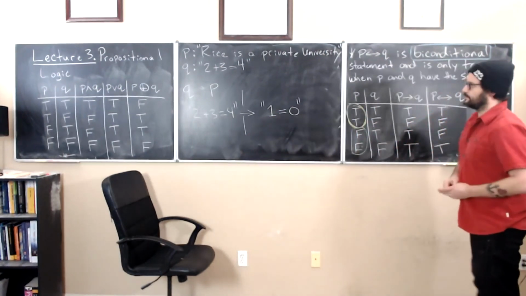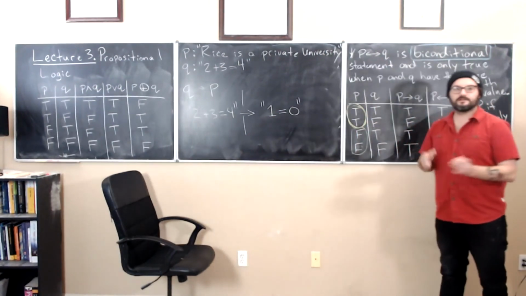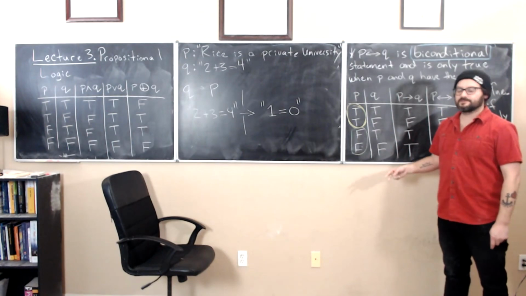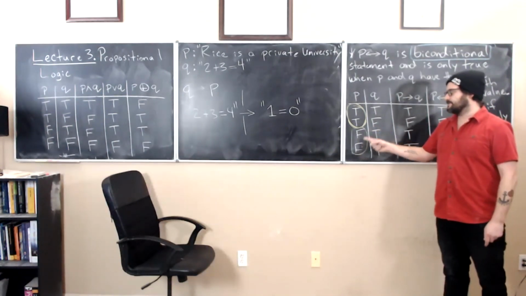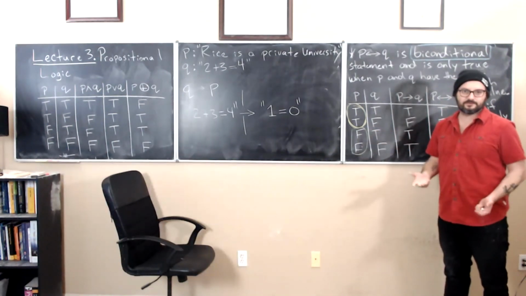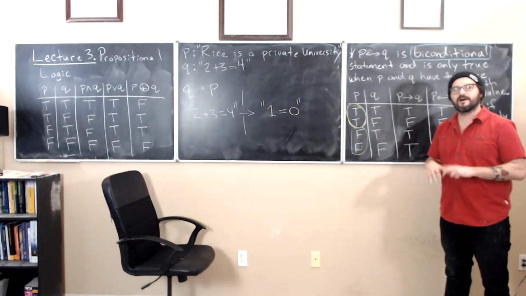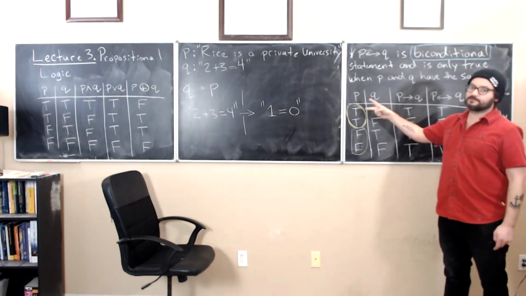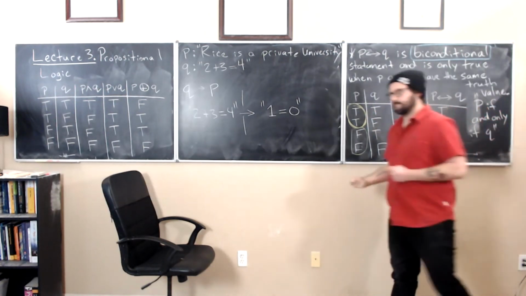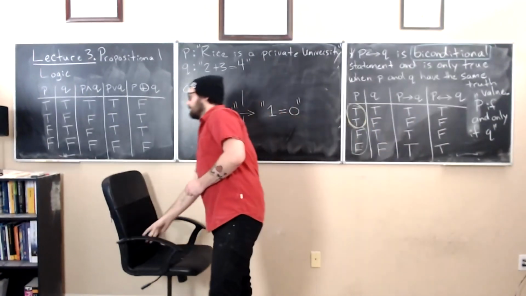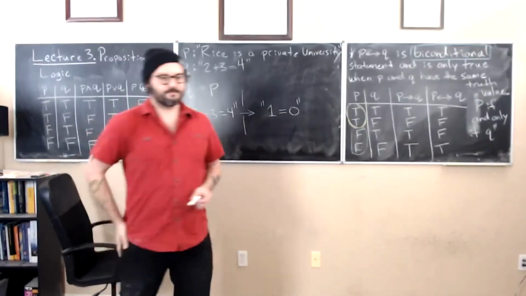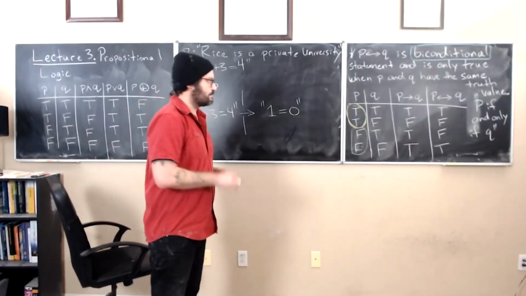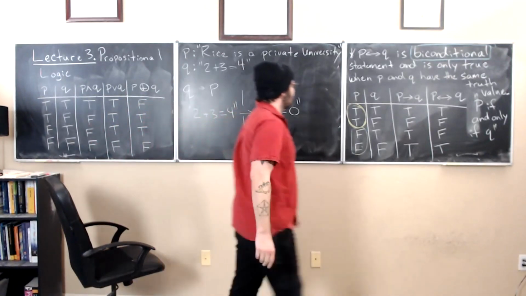Very important point. Maybe just write it in your notes. For conditional statements, if the hypothesis is false, the statement's always true. In fact, it has a name. It's called vacuously true. Okay? But if the hypothesis is true, then you have to go and check the conclusion. Okay? So, really important point. All right.